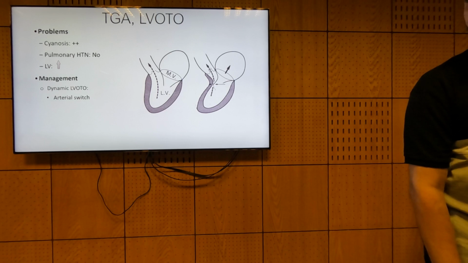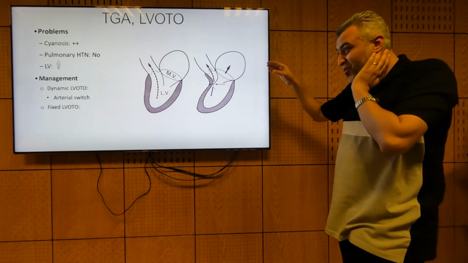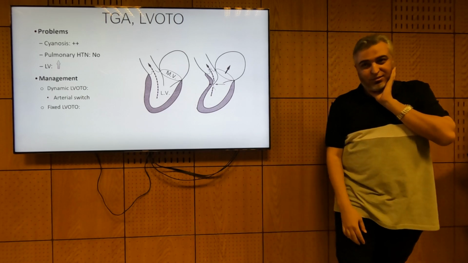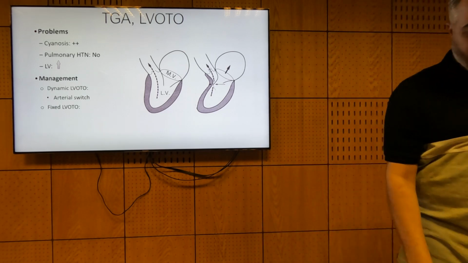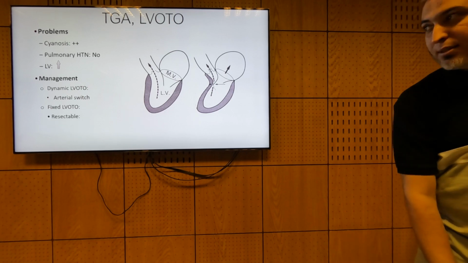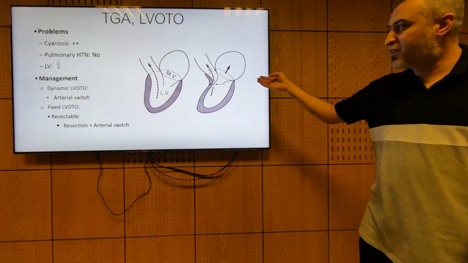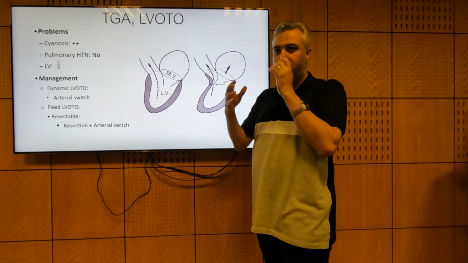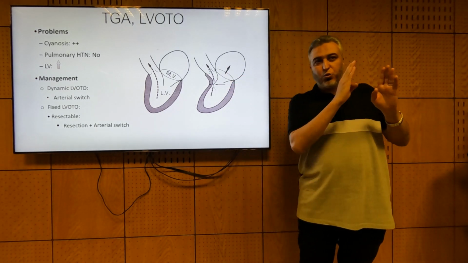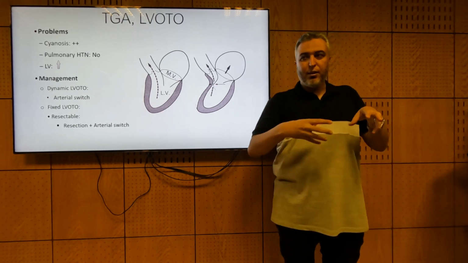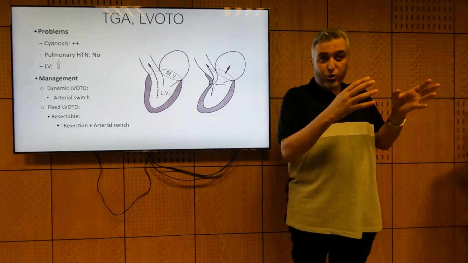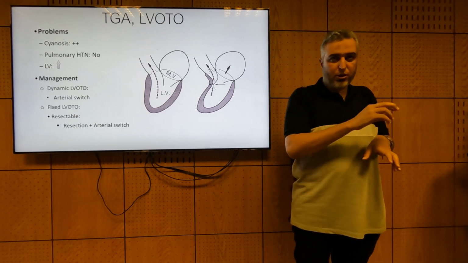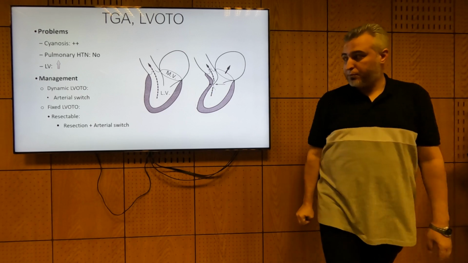Okay. What if the LVOT obstruction is actually fixed? So now the pulmonary valve is small. Again, resectable or irresectable. If resectable, we do a resection and arterial switch operation. So if the obstruction is because of a membrane, we just excise that membrane. If that's because of accessory mitral tissue, that we're absolutely sure is not contributing to the mitral valve action, we excise the accessory tissue and then do the arterial switch.